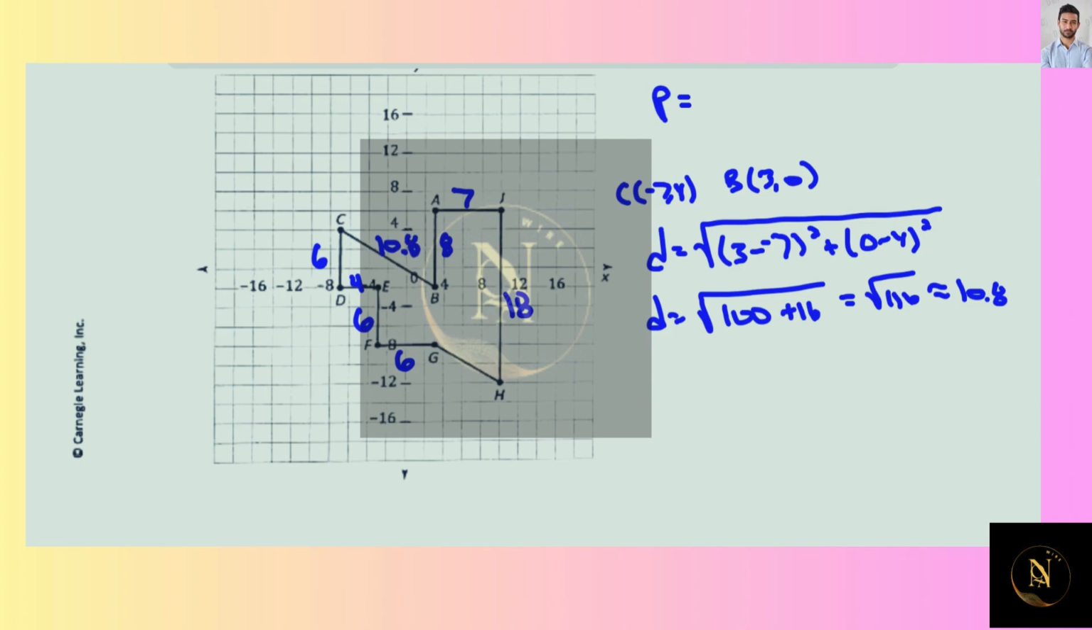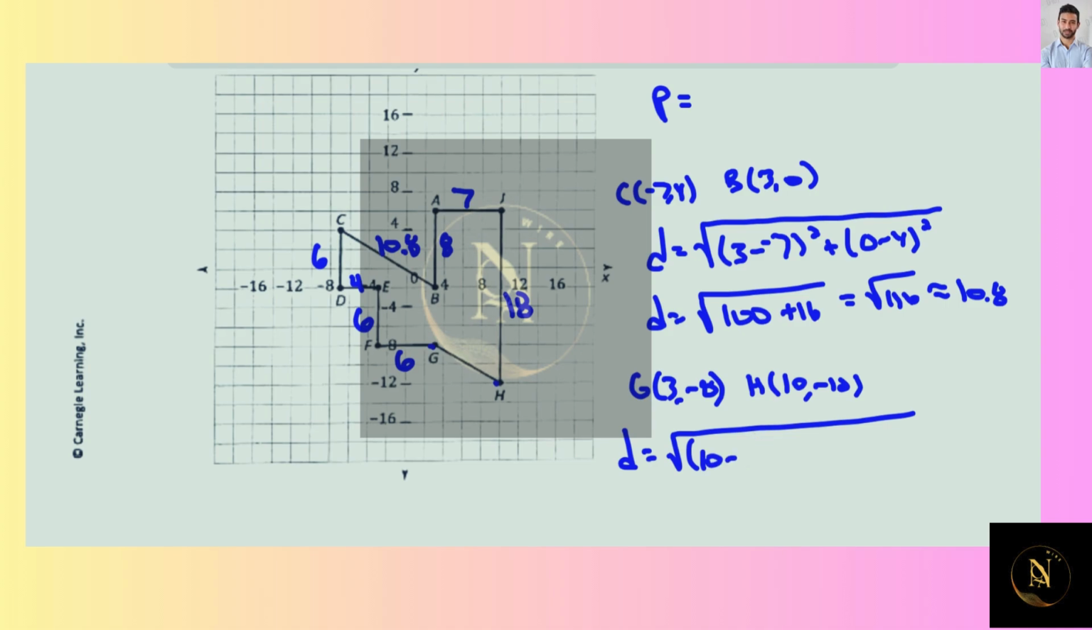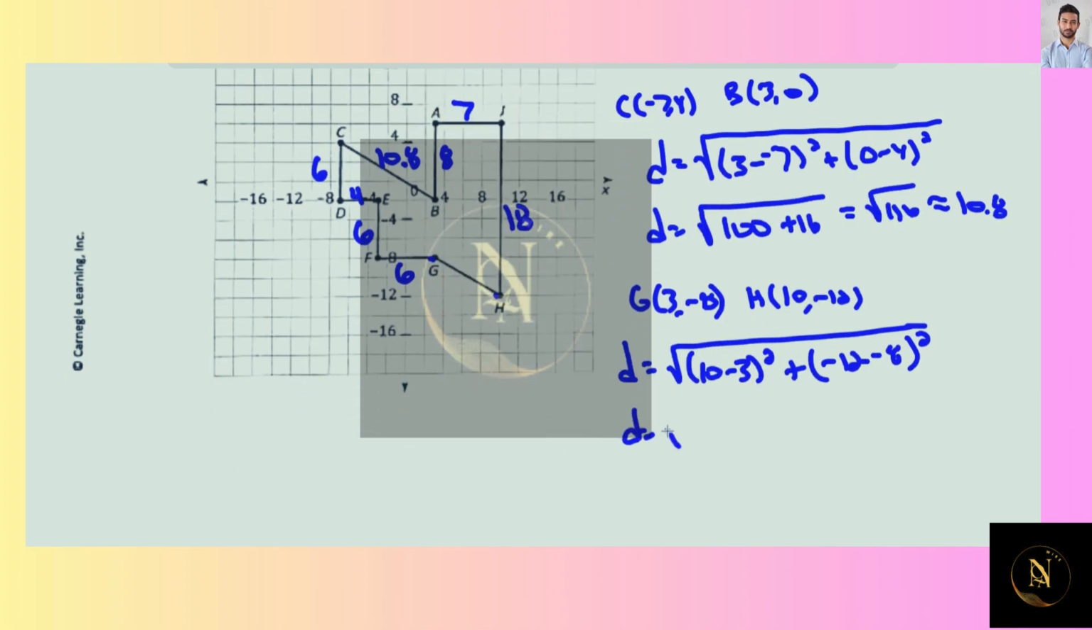And then the other diagonal from G to H would need to be calculated. G is at 3, -8, and H is at 10, -12. So the distance would be the difference of your x coordinates, 10 and 3, plus the difference of your y coordinates, -12 and -8 squared. 10 minus 3 is 7, squared is 49. -12 minus -8 is -4, squared is 16. 49 plus 16 is 65. The square root of 65 is 8.1.